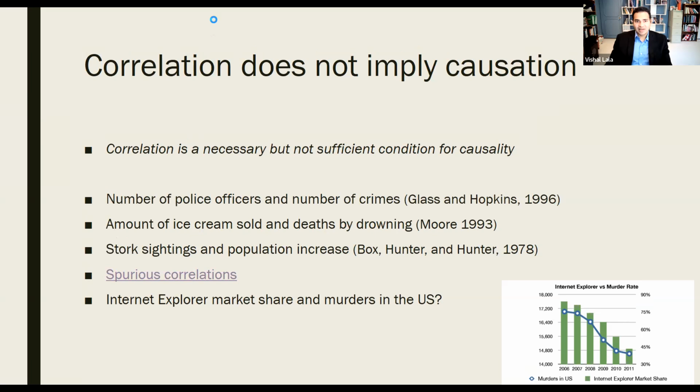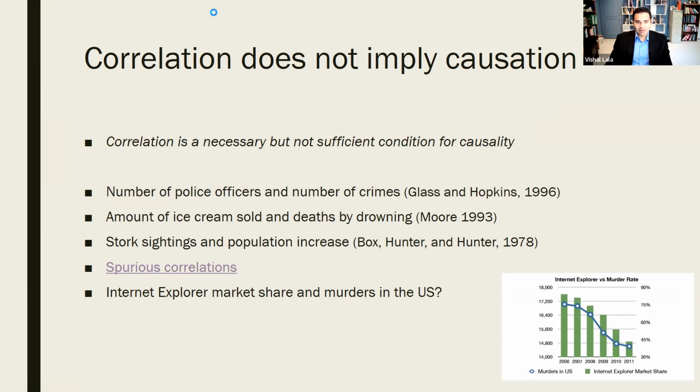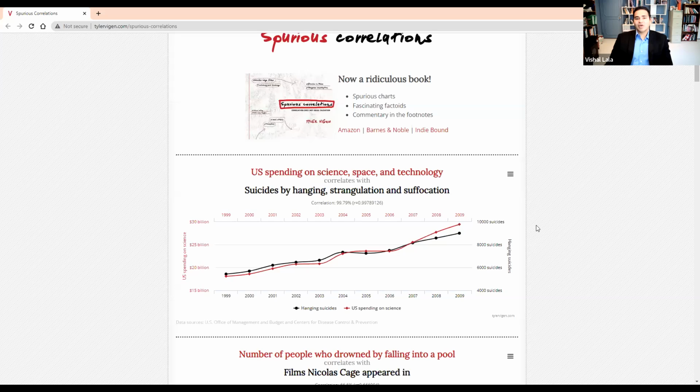In this website, he talks about a number of examples of spurious correlations. A spurious correlation is one where you've got a correlation that is not meaningful. So for example, here are two lines indicating the trends for suicides by hanging, strangulation, and suffocation and US spending on science, space, and technology. The correlation here is 0.9978, so on and so forth. It's a really high correlation, given that the highest value for correlation is 1.